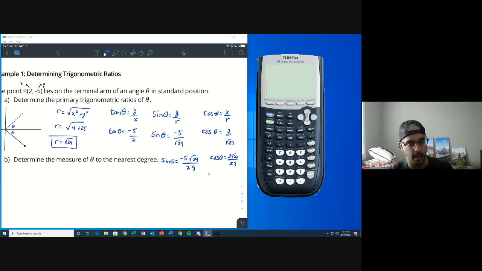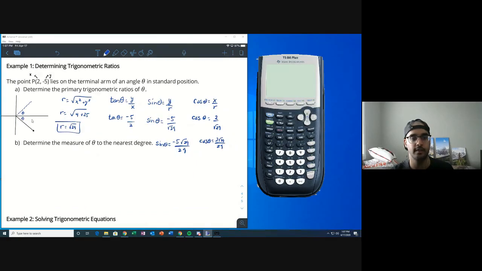Part B then asks you to determine the measure of theta to the nearest degree. So we need to find the angle that was in standard position. You can use your inverse trig ratios here, but you need to be careful about the signs. Okay, we are really looking for that original theta that was in that standard position. We've reflected it to get down into the bottom. Now up in the quadrant 1, all of the ratios need to be positive. So when you go to plug this in your calculator, make sure your ratio is actually positive.